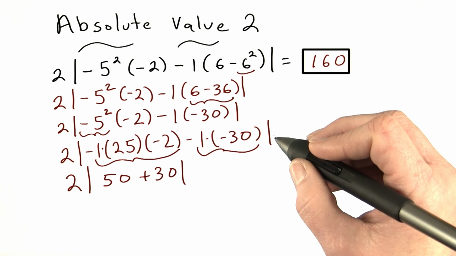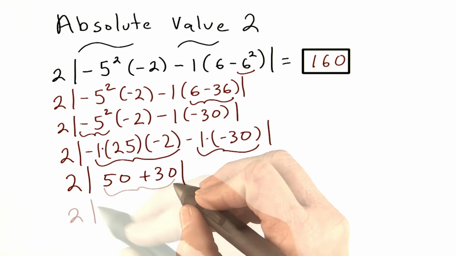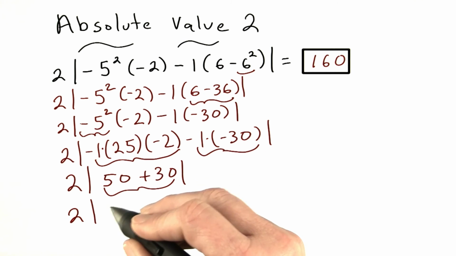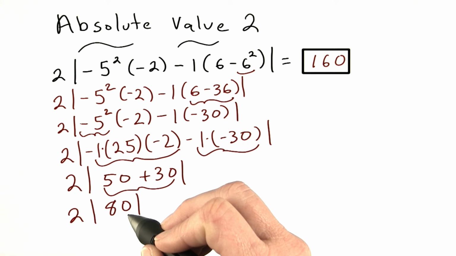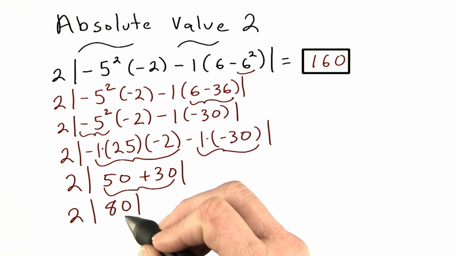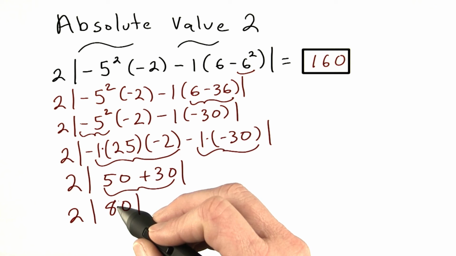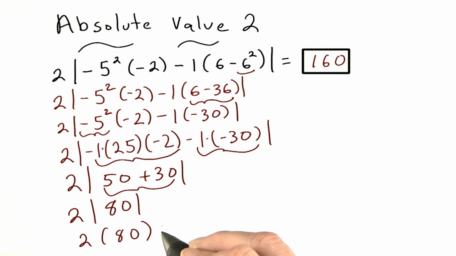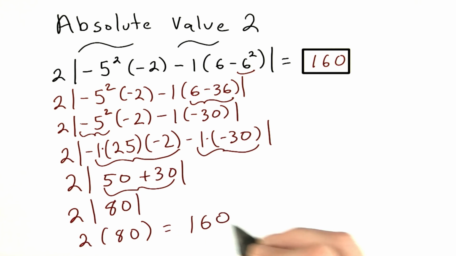Now that I've performed the multiplication and division inside the absolute value, I can do the addition and subtraction. So I have 2 times the absolute value of 50 plus 30, which is 80. Since absolute value is the distance a number is from 0, we know that the absolute value of 80 is simply 80. So the last step is 2 times 80. And 2 times 80 gives us our answer of 160.